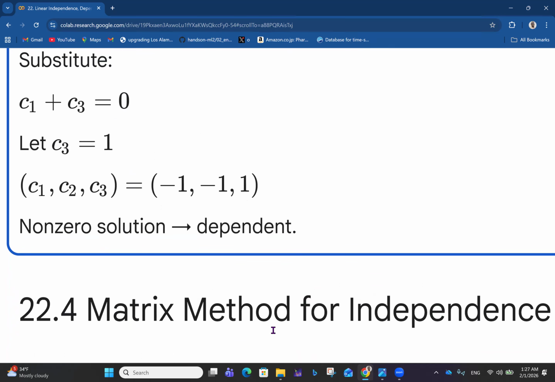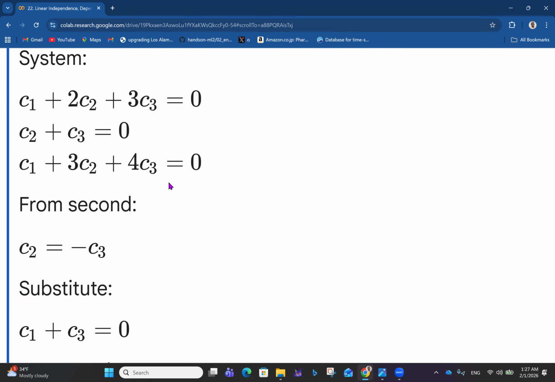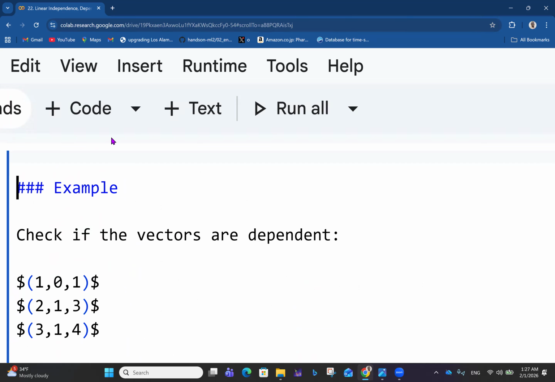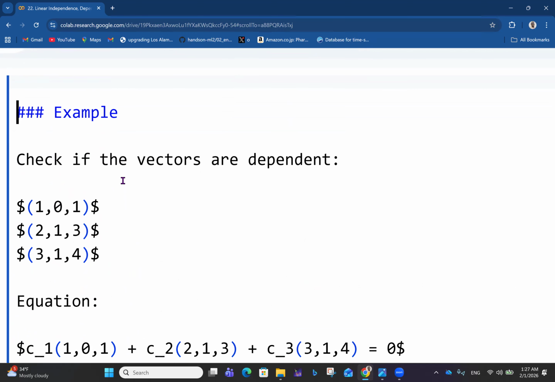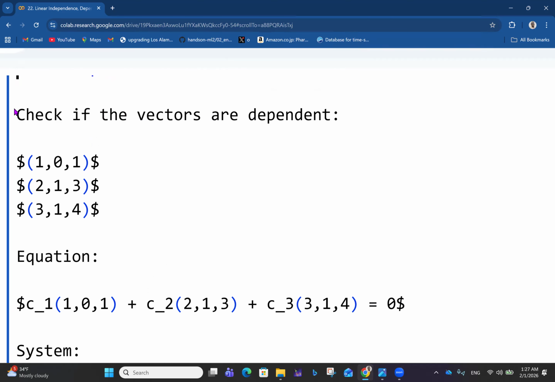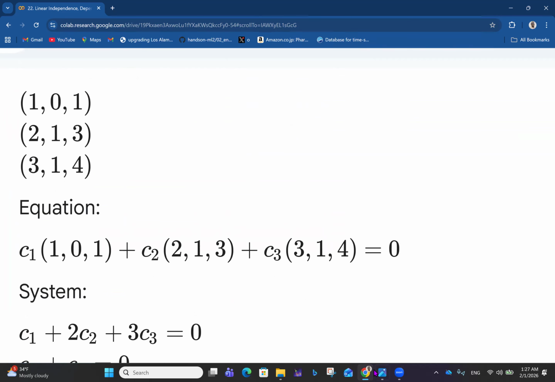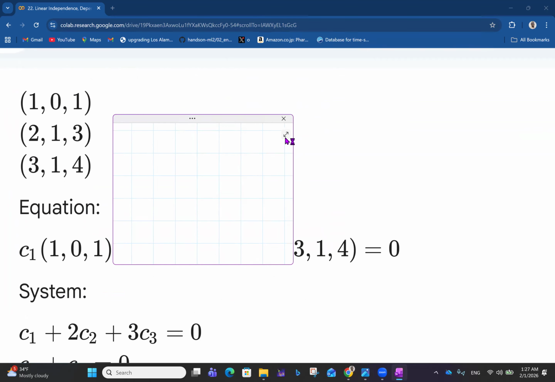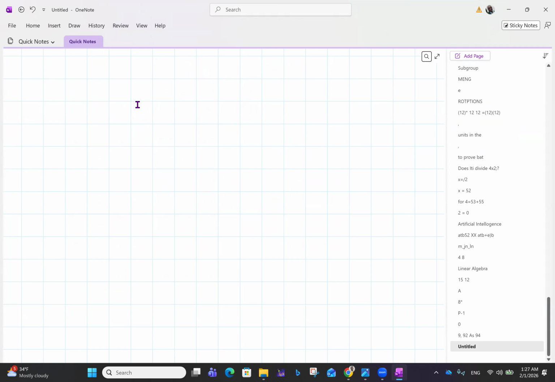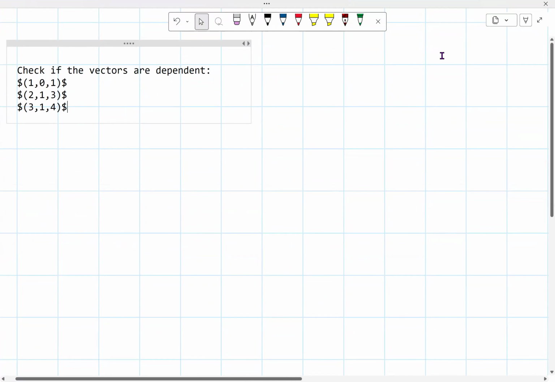We're going to talk about the matrix method in a jiffy, but maybe I should solve this in my own way so you can understand the process in case that still looks confusing to you. So check if the vectors are dependent. Thankfully, I found that I can just copy and paste onto the other page, so I don't have to keep coming back here every time I go to the worksheet. So I come to the worksheet now, and I open this up. So we want to check if these three vectors are dependent.